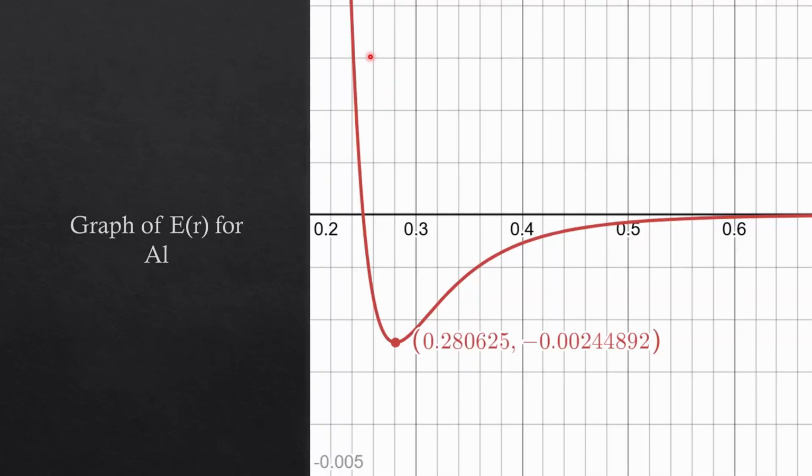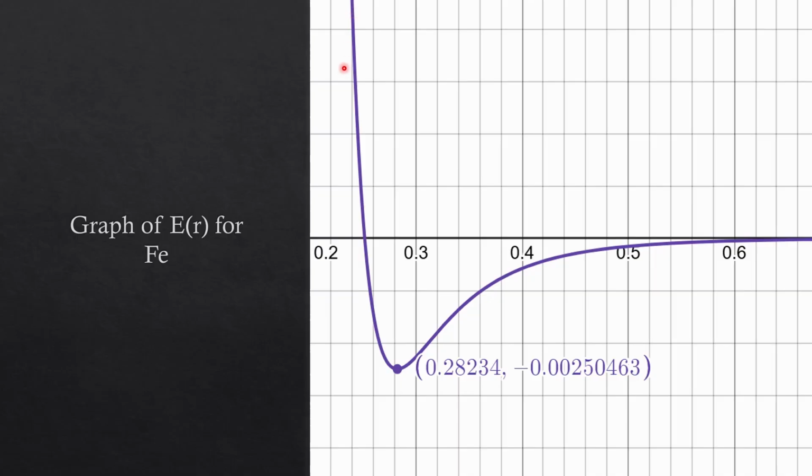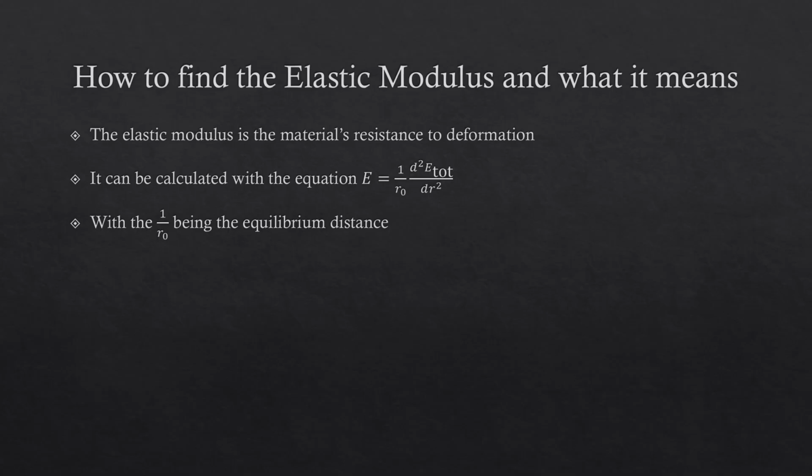Here is our graph for aluminum using the total energy formula. We can see that this is a Nike graph, as they call it, because of this big swoosh here, and we go to the bottom of the valley where we find our equilibrium resting point, which is 0.28 nanometers. And here is our graph for iron, very similar, but this one has a resting point of 0.282 nanometers.